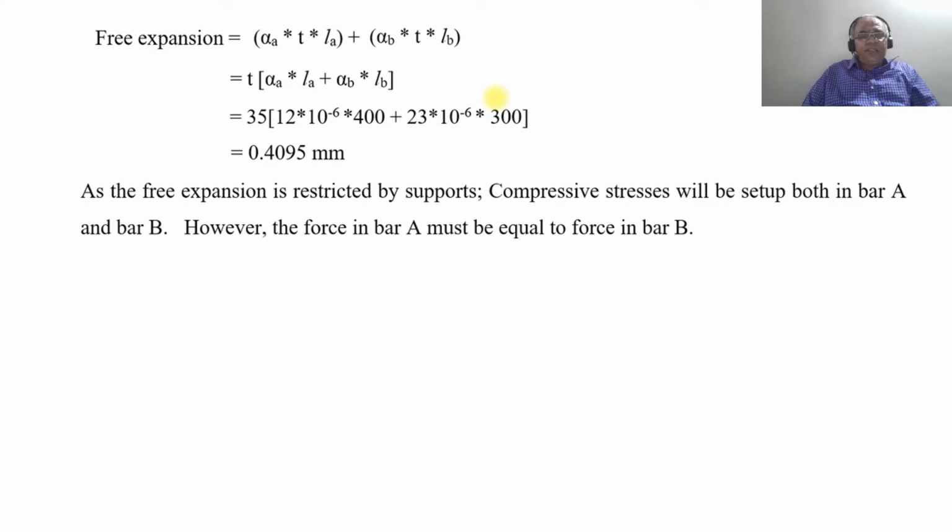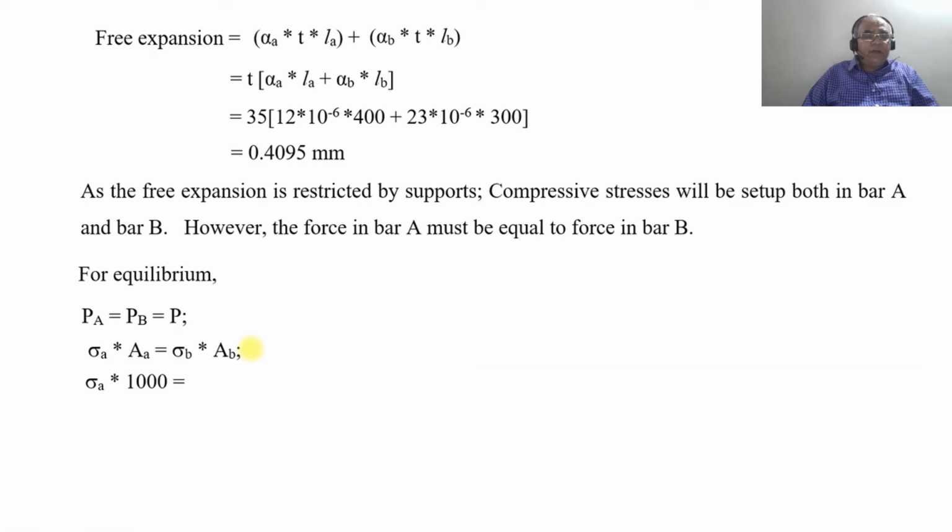As the free expansion is restricted by the support, compressive stresses are developed in both bar A and bar B. However, the force in bar A must be equal to the force in bar B. So for the equilibrium condition, PA is equal to PB, which is equal to P. PA is sigma A into the area of cross section of bar A, which is equal to sigma B into the area of cross section of bar B, AB. So sigma A into 1000 is equal to sigma B into 800. On simplification, sigma A will be equal to 0.8 into sigma B.